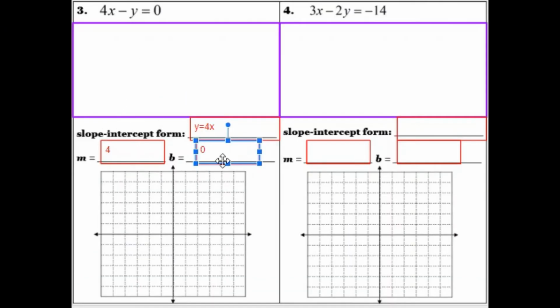All right, I've typed in my answers here, and make sure you do put in a picture of your work here. I'm going to go ahead and graph it, starting at my y-intercept of 0. My slope is 4, which I can think of as 4/1. It's positive, so I want to make sure my graph goes up. So I can go up 1, 2, 3, 4, and over 1. And I can also go down 1, 2, 3, 4, and over 1 to the left. And then graph my line.